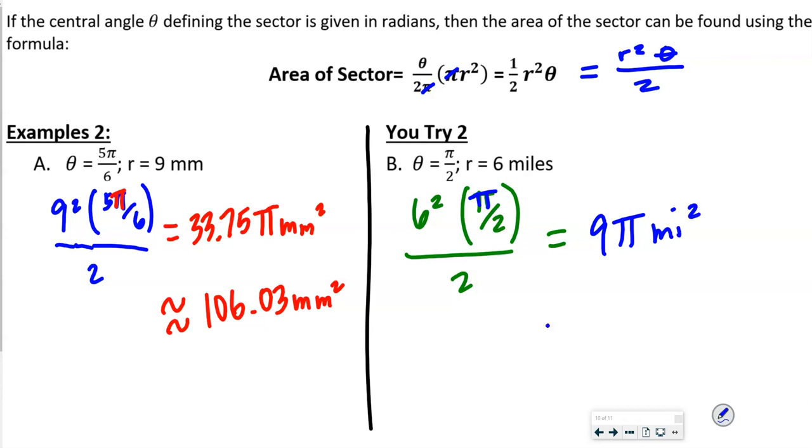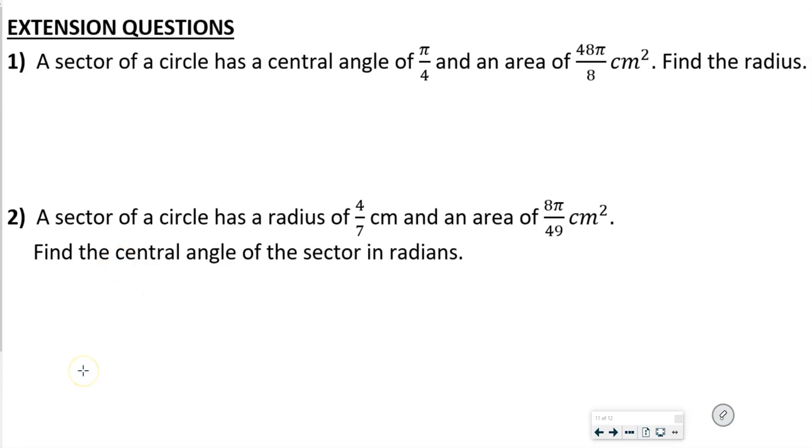Okay, then we're going to multiply that by pi, so that's going to be 28.27 miles squared, okay? Okay, so there's some extension problems at the bottom of the page, and those are if you want to challenge yourself, so go ahead and attempt them if you want, or you can just pause here and go ahead and start working on Delta Math, okay?